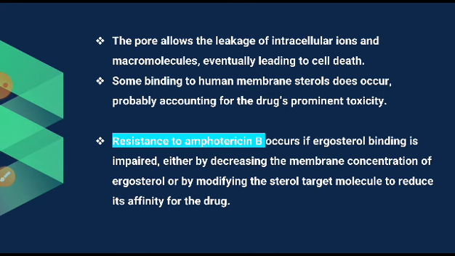So as I told you, actually it is not meant to bind with that, but in higher doses, it targets and binds with the mammalian sterols. So some kind of toxicity is also appearing. Resistance to amphotericin B occurs if ergosterol binding is impaired, either by decreasing the membrane concentration of ergosterol or by modifying the sterol target molecule to reduce its affinity for the drug.